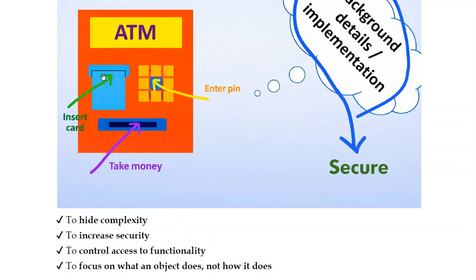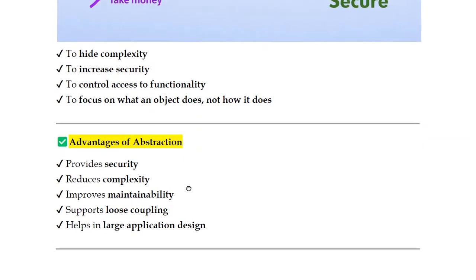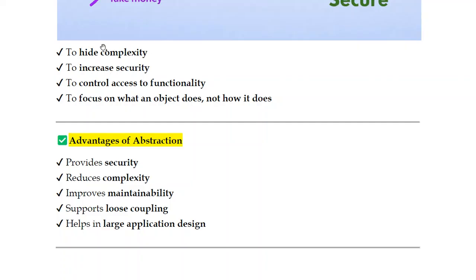Next, to focus on what an object does. If I take this ATM, we should know what this ATM machine will do. That's it. It's not required to know how it does it, or how it is happening in the background. The advantages or merits of abstraction are the same things, the features we have mentioned. Providing security, reducing complexity, and improving maintainability.